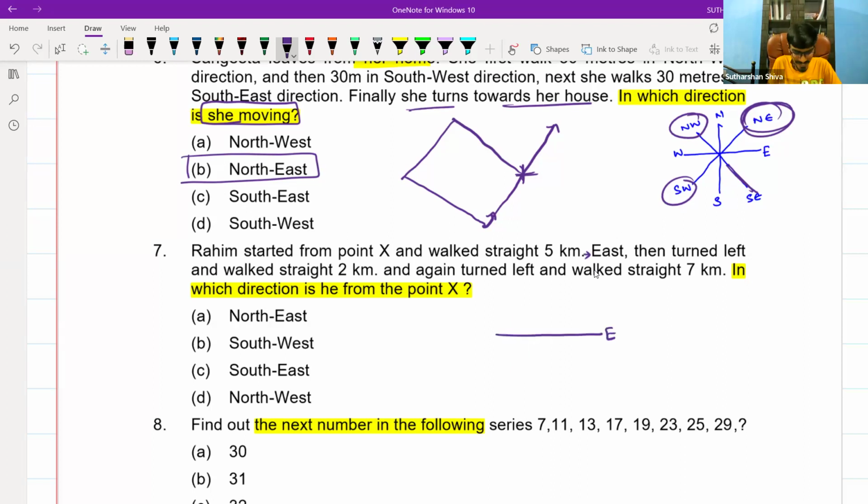Then turned left and walked 2 kilometers. Turning on the left and walking for 2 kilometers. And then again turned left, and walked for 7 kilometers. In which direction is he from the starting point? From the starting point, you should be in the northwest direction. So your answer is option D, northwest.